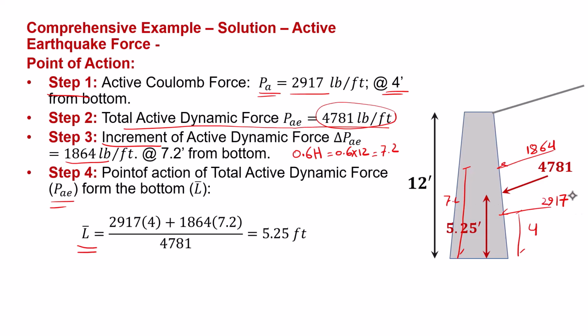The point of action of the total active dynamic force PAE will now be found as L bar. You just basically need to take the moments of these forces from the bottom, and if you do, the value would be 5.25. This is a very comprehensive example that includes all of the concepts we already talked about before.